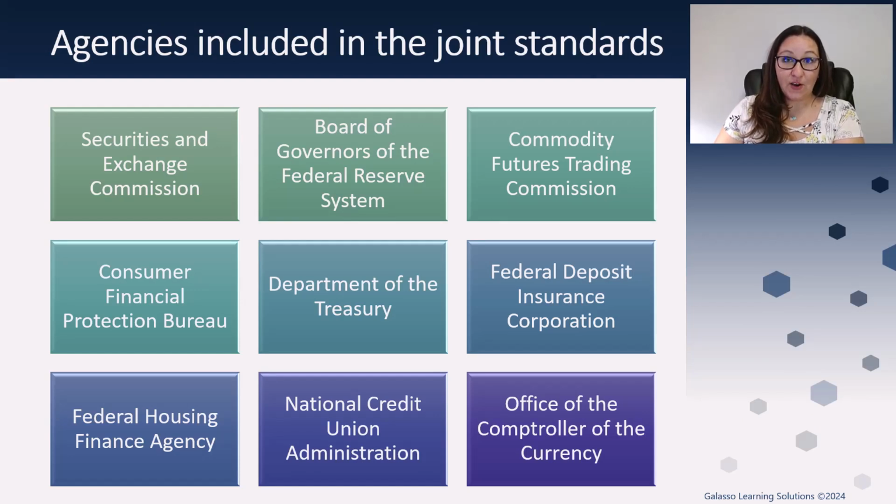Those agencies are the Securities and Exchange Commission, the Board of Governors of the Federal Reserve System, the Commodity Futures Trading Commission, the Consumer Financial Protection Bureau, the Department of the Treasury, the Federal Deposit Insurance Corporation, the Federal Housing Finance Agency, the National Credit Union Administration, and the Office of the Comptroller of the Currency.